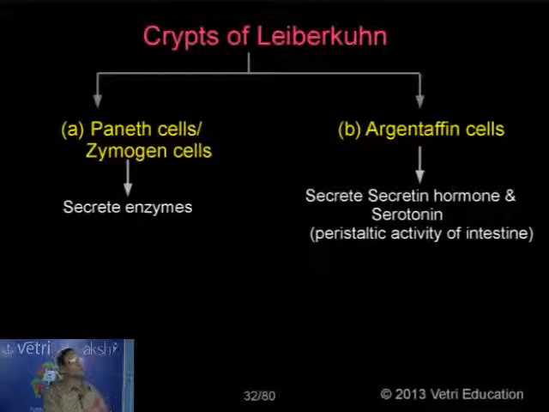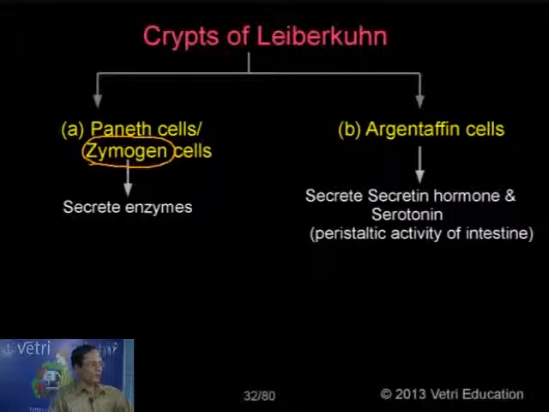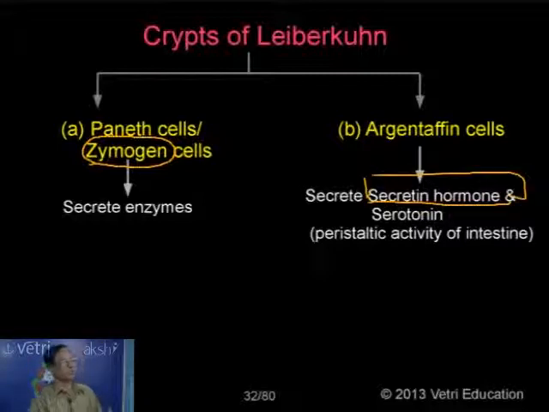It is again formed of two types of cells. One is called the Paneth cells or zymogen cells. I mentioned already, if you have the word zymogen, that always refers to enzyme secretion. So the Paneth cells are concerned with secreting enzymes. That's why they are called zymogen cells. Then another type of cell, argentaffin cells. I mentioned already we have this type of cell also in the stomach, where it is concerned with the secretion of hormone. Here it is concerned with the secretion of one hormone by name secretin, the one which stimulates the pancreatic juice secretion, secretin.